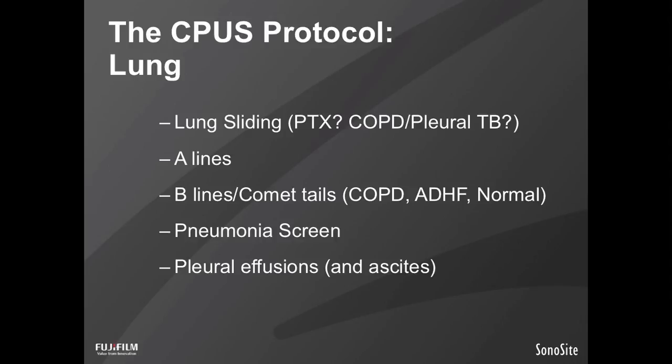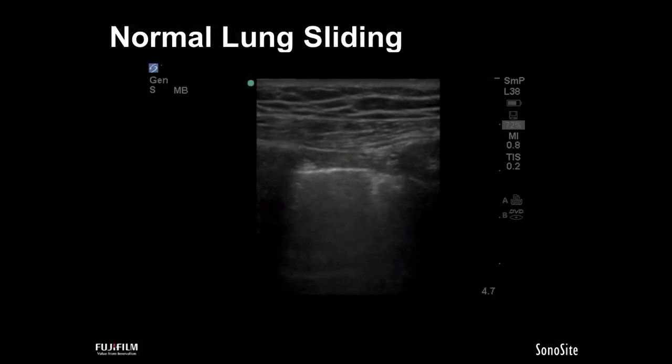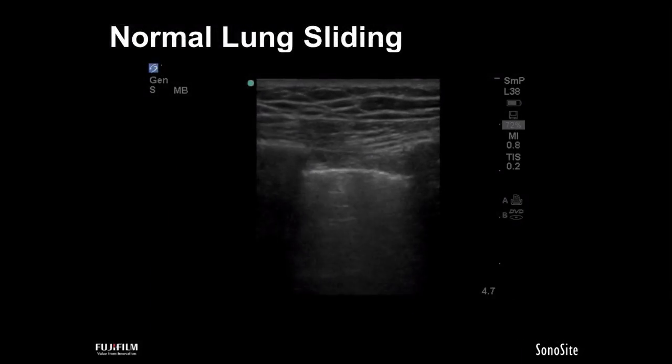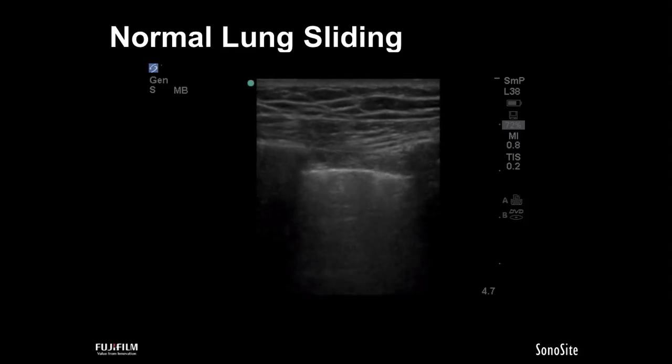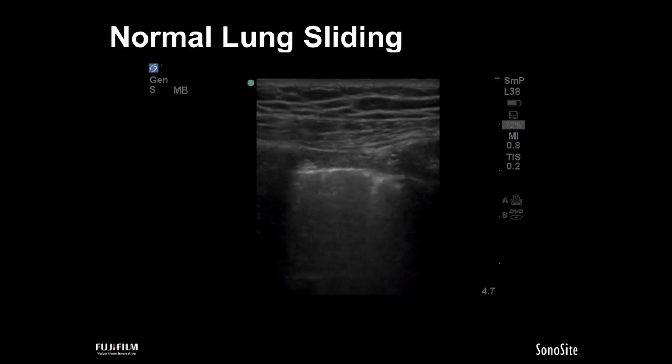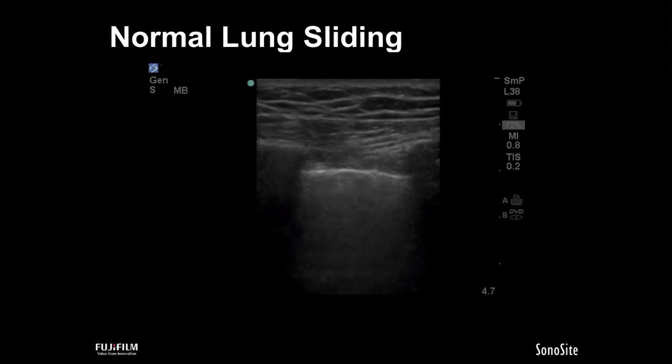compressive/obstructive cause of dyspnea. So normal lung sliding should be evaluated in the supine patient in the anterior chest, searching in 2 to 3 different rib spaces. Now, if the patient is sitting up, a small pneumothorax may be apical and may be missed, so we do suggest the patient being supine if they can tolerate it.